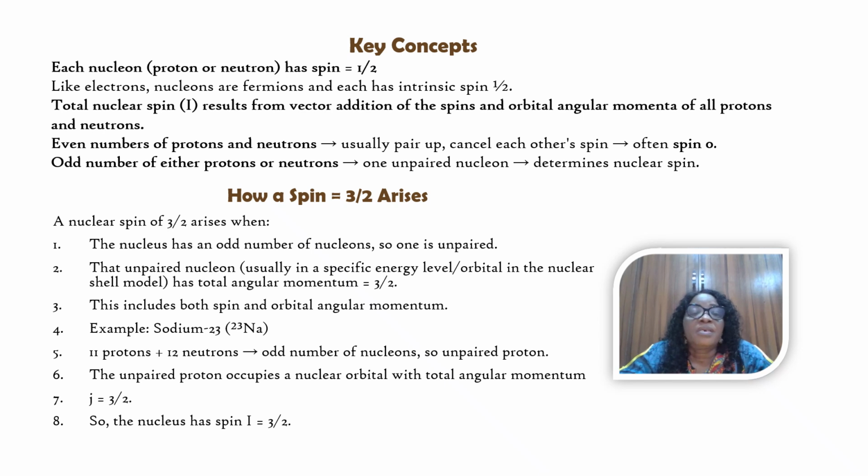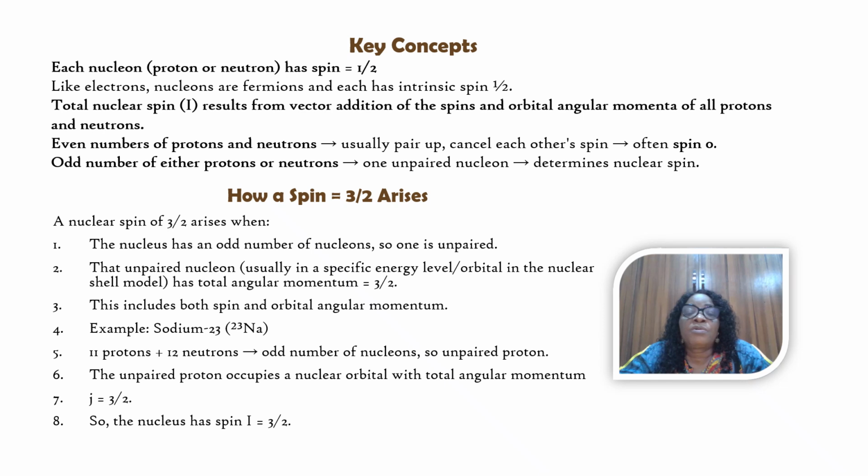Key concepts. Each nucleon, that is proton or neutron, has spin equal to half. Like electrons, nucleons are fermions and each has intrinsic spin of half. Total nuclear spin results from vector addition of the spins and angular momenta of all protons and neutrons. Even numbers of protons and neutrons usually pair up, cancel each other's spin, often resulting in zero spin. An odd number of protons or neutrons has one unpaired nucleon, which determines the nuclear spin.